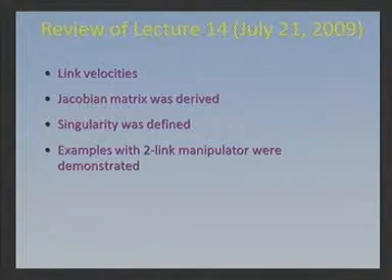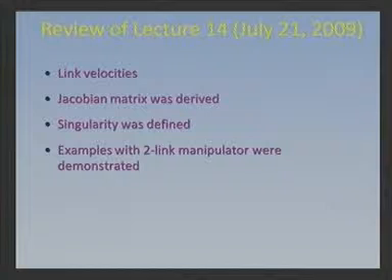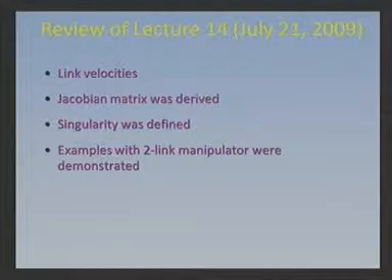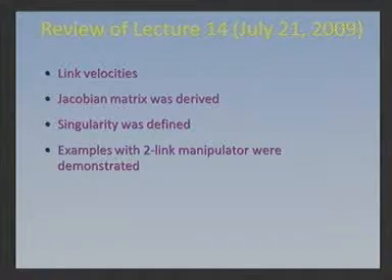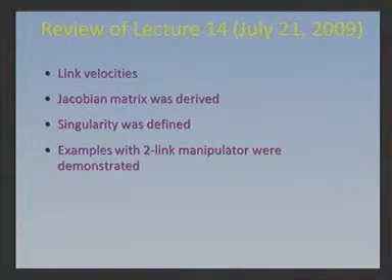So, let us take a review of lecture 14 which was delivered last week on physical interactions. We talked about link velocities of the robotic systems. We derived a Jacobian matrix, and how Jacobian is important to define a singularity. For example, if a two link manipulator is singular, one of the singular positions would be where the robot cannot move, like my extended hand.